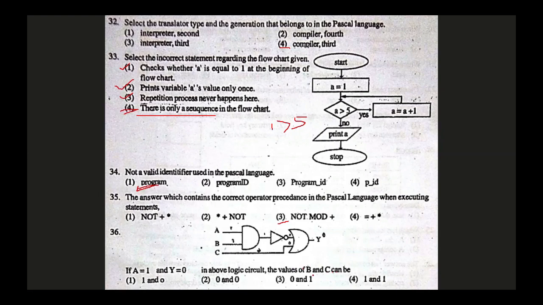Question number 36, if a and y equals 0 in the above logic circuit, the value of b and c can be? The value of b and c here, if a equals 1 and y equals 0. Our problem is, in the above logic circuit, they ask us what is the value for b and c. Actually I will show you the answer here. The answer is the first one. Let's see how it comes.